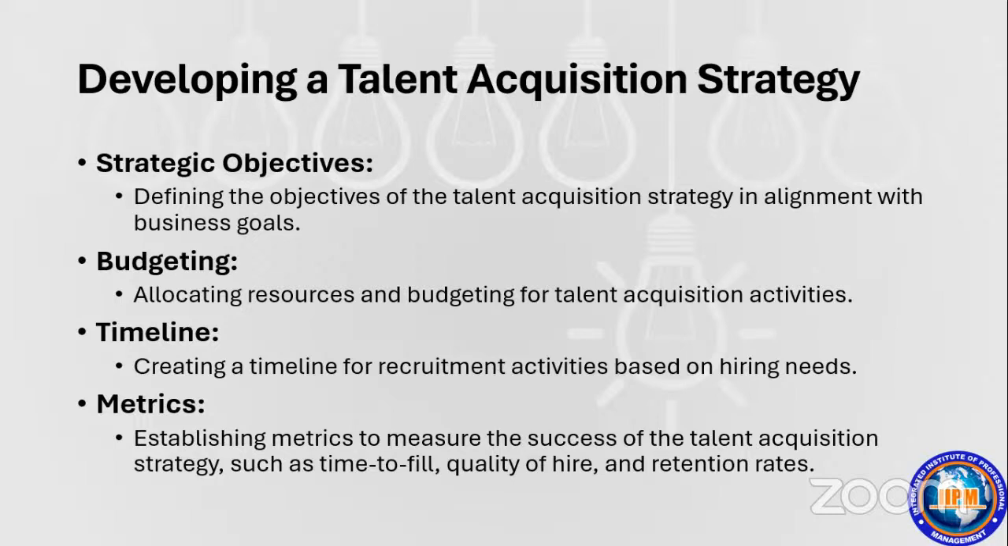Next is timeline. Create a timeline for recruitment activities based on hiring needs. Don't have a timeline of forever, whenever. Don't leave it like that. Tell yourself that between this month and that month, in a space of 2 months, in a space of 3 months, we should have been able to acquire the necessary talents that we need.